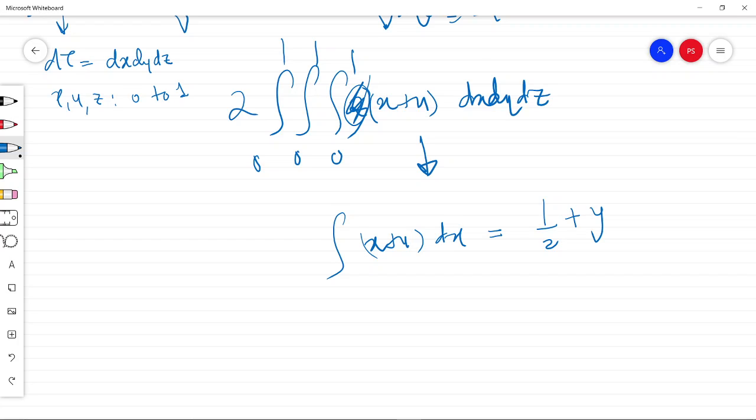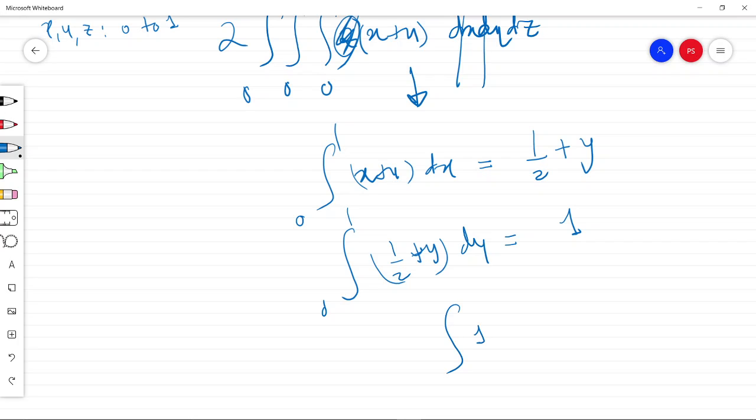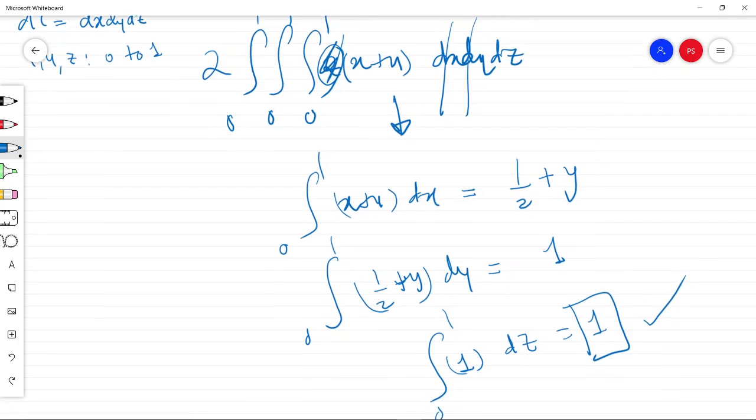Now this x integration is done. So the integral of (half plus y) dy would give us just 1, of course with limits from 0 to 1. So the second integral is done. And now the integral of 1 with respect to dz from 0 to 1 will be just equal to 1. So the integral on the left hand side comes out to be equal to 1.